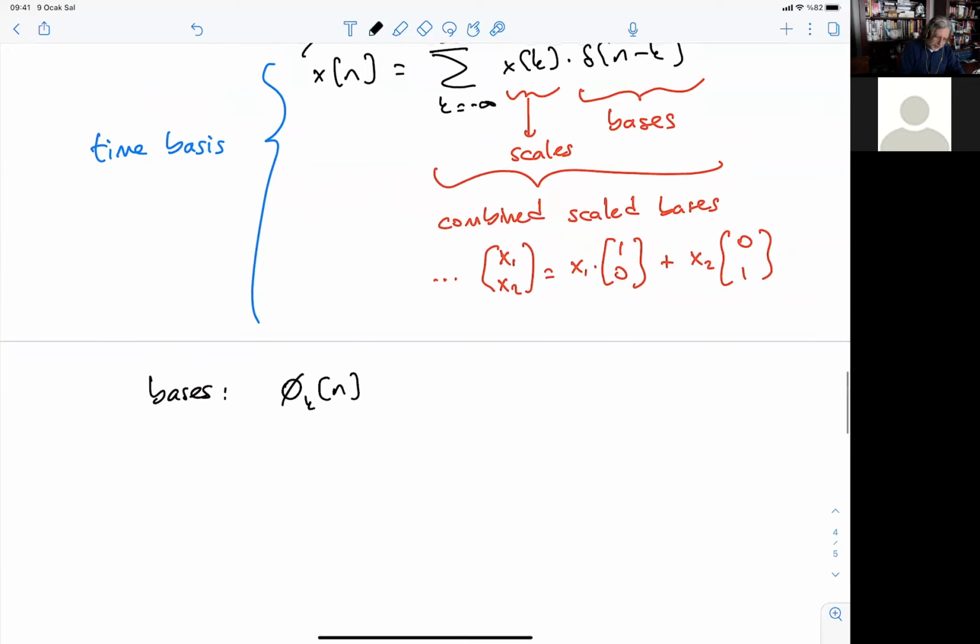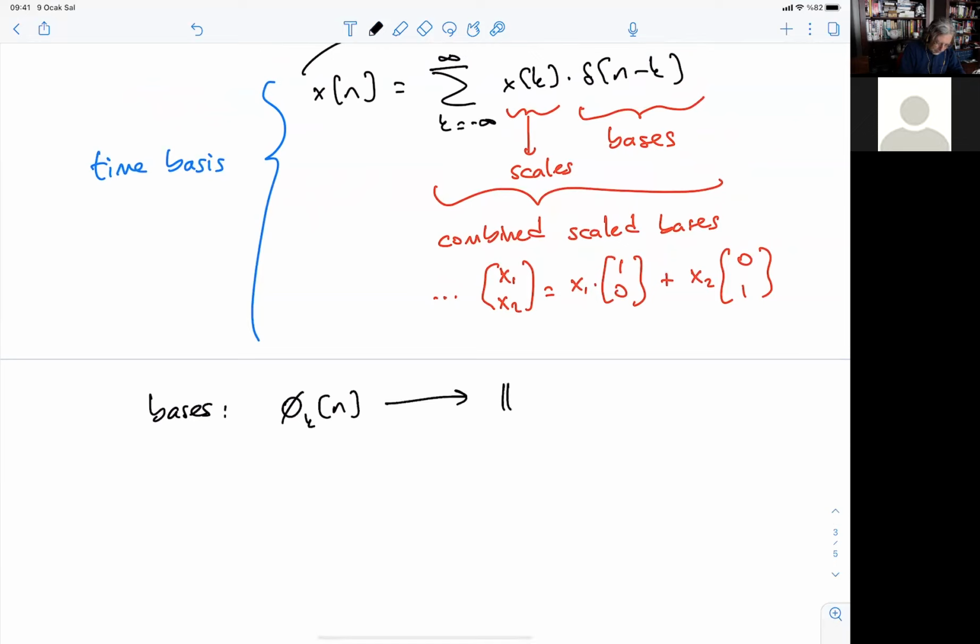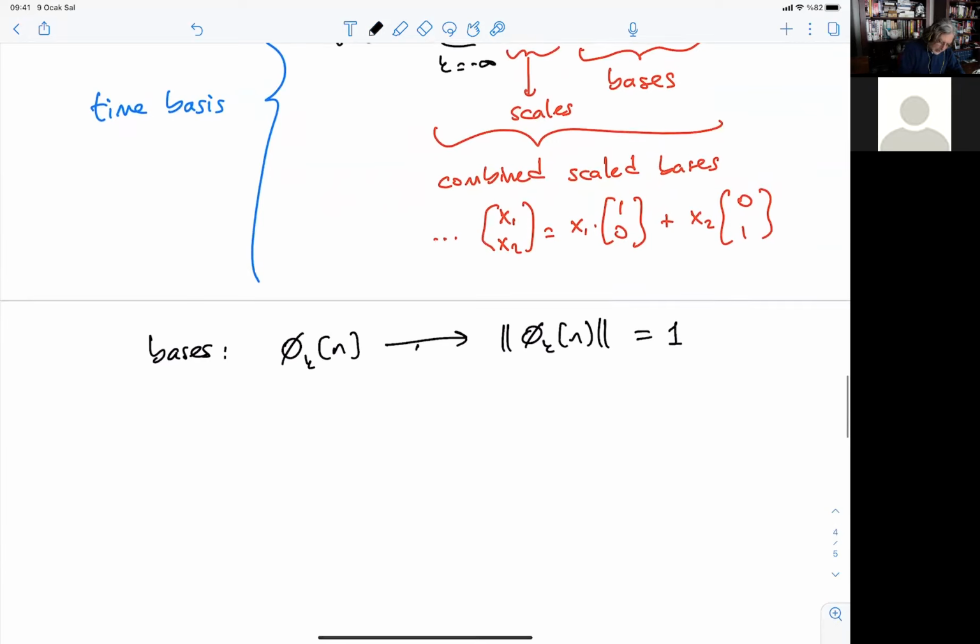They must have two properties. The norm of phi k of n must be equal to 1. They must have unit norm. How did we define norm? We will remember. And the second property is inner product of phi k of n and phi L of n must be equal to 0 if k is different than L. So two separate basis vectors must have 0 inner product with each other, which is the orthogonality principle.